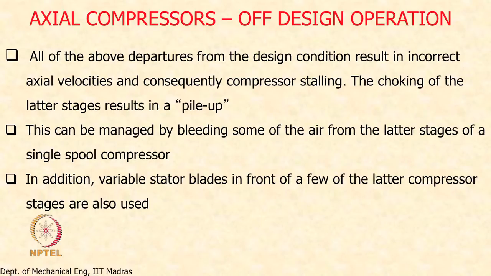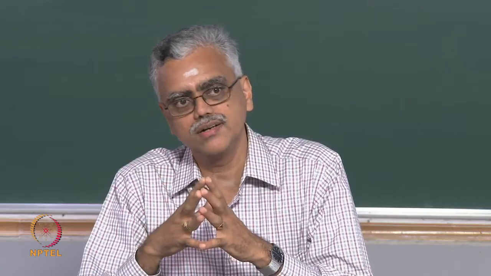To sum up what we just said, all these departures, whether above the design point or below the design point, cause incorrect axial velocity and compressor stalling. We saw that the blades are stalling. Choking of the latter stages results in a pile up, meaning it is already choked, so it cannot really pass more mass. So, it causes the flow to build up in the later stages of the compressor.